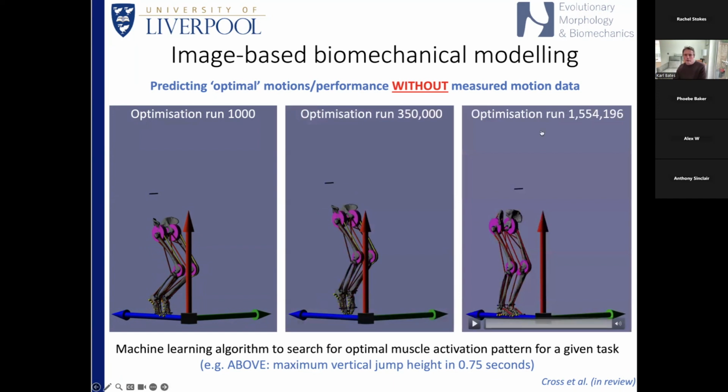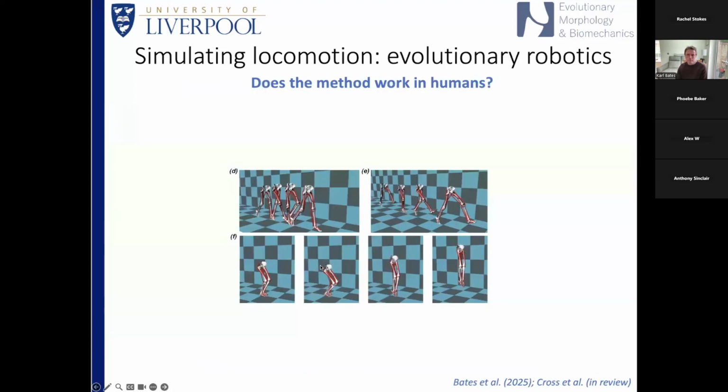If we go even further and search through more and more patterns, we can ultimately end up with something that looks like a human jumping up on the spot, which is what we were after. Jump as high as you can in that amount of time, and that's what it comes up with. The obvious question with an approach like that is, does it work? And it does seem to work pretty well.